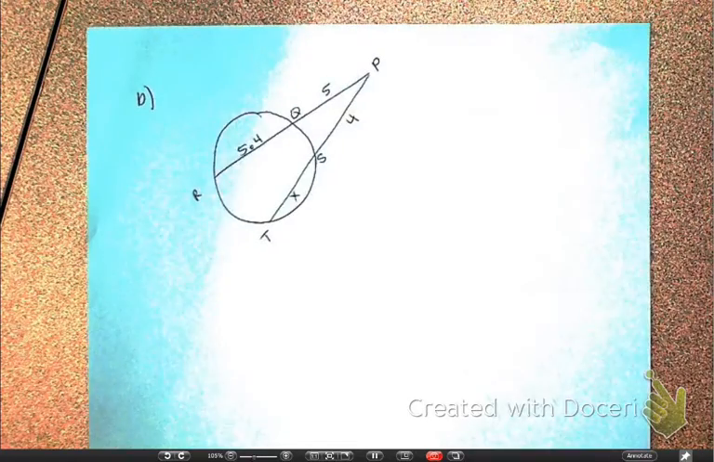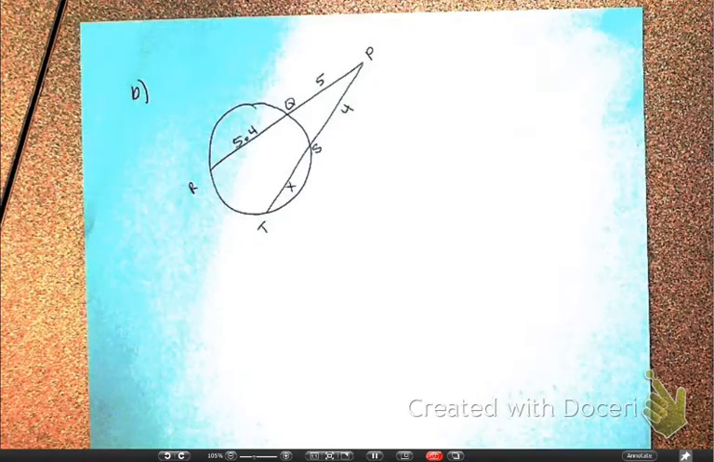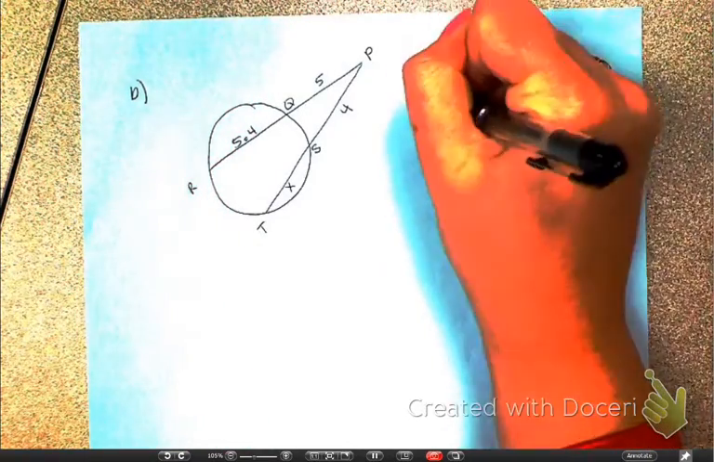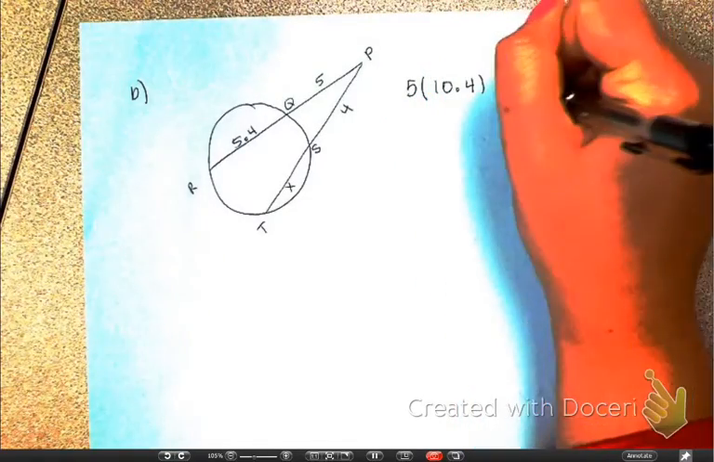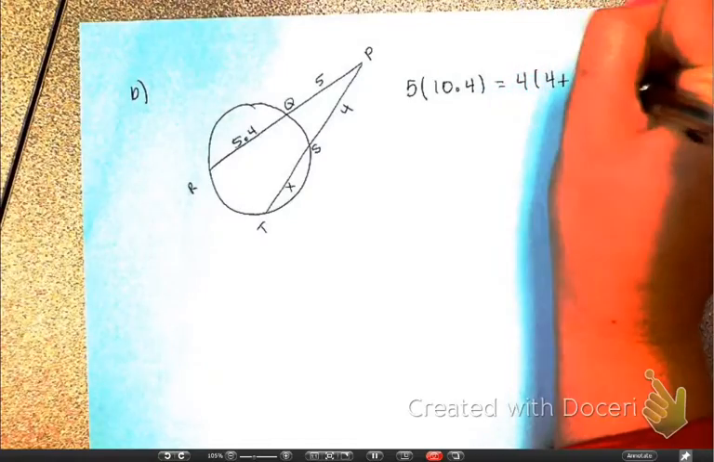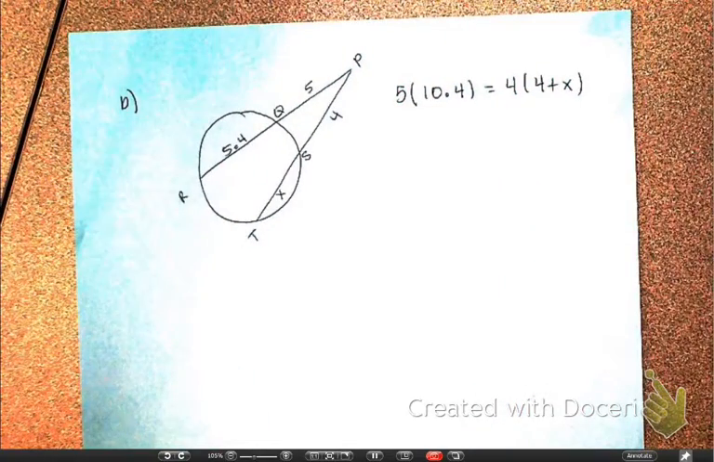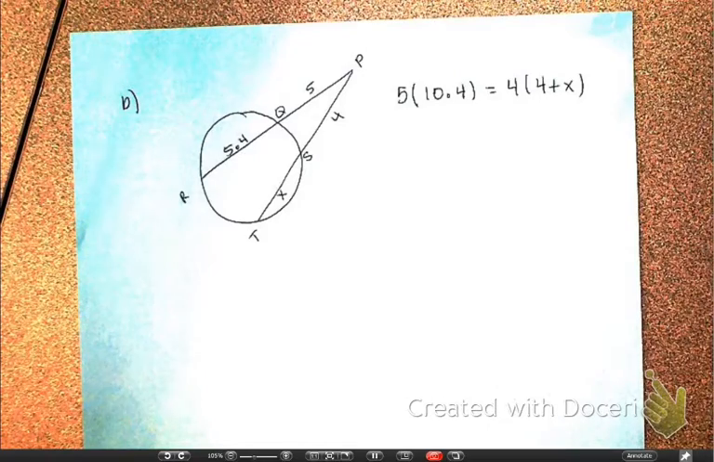Well, the theorem is secant-secant here. And the setup is 5 times 10.4 equals 4 times 4 plus x. Did everybody get that? Oh, you can't see that because I didn't unfreeze. One second. Did you get that? Yeah? Okay, so the outside piece times the whole thing equals the outside piece times the whole thing.